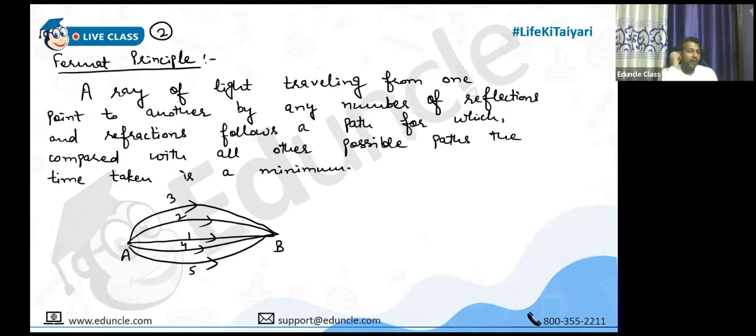Suppose there are 5 possible paths from A to B. Now, out of these 5 possible paths, the ray will take only that path along which the time taken is minimum. Of course, the first one, because we know that time taken during a straight line travel is a minimum, because that is the least distance, straight line distance between any 2 points.